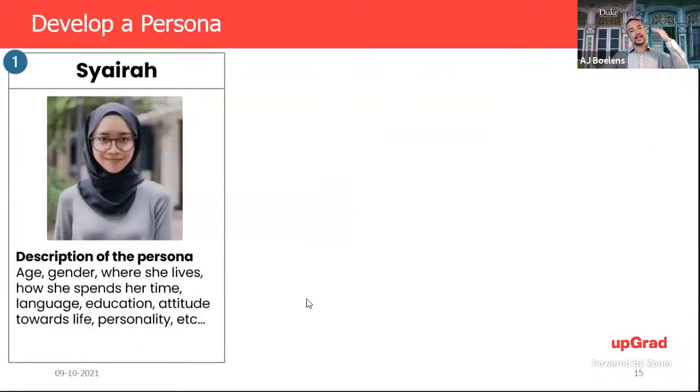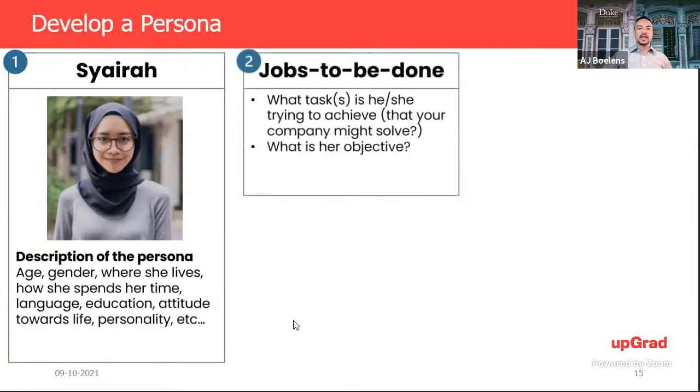So then from there, we're like, yep, we validated, we've done the research, we've confirmed that these Gen Zs have this problem. Then we start to build up a persona. So here's an example. This is Shira. Here's a bit of a description of Shira and her life. Then we want to think about, well, what are the jobs that he or she is trying to achieve that we might be able to solve?